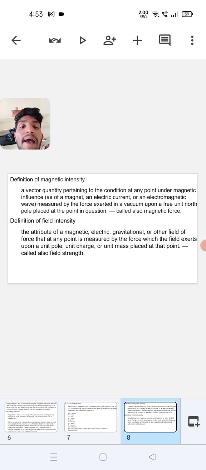Definition of field intensity: the attribute of a magnetic, electric, gravitational or other field of force that at any point is measured by the force which the field exerts upon a unit pole, unit charge or unit mass placed at the point, called also field strength.